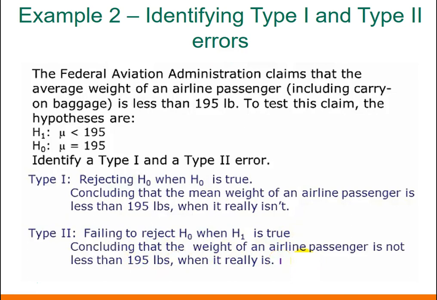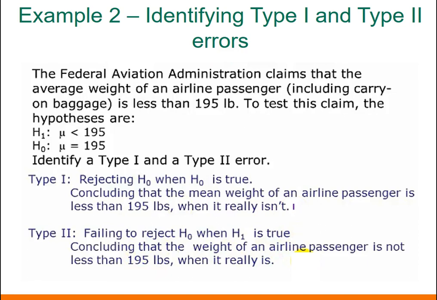really is. And again, the reason that we really want to identify type 1 errors is because we want to think about the possible consequences of these if we're trying to decide on a significance level. So if we think about the consequences of a type 1 error in this case, if we concluded that the mean weight of an airline passenger is less than 195 pounds when it really isn't, that could run us into some serious safety issues.